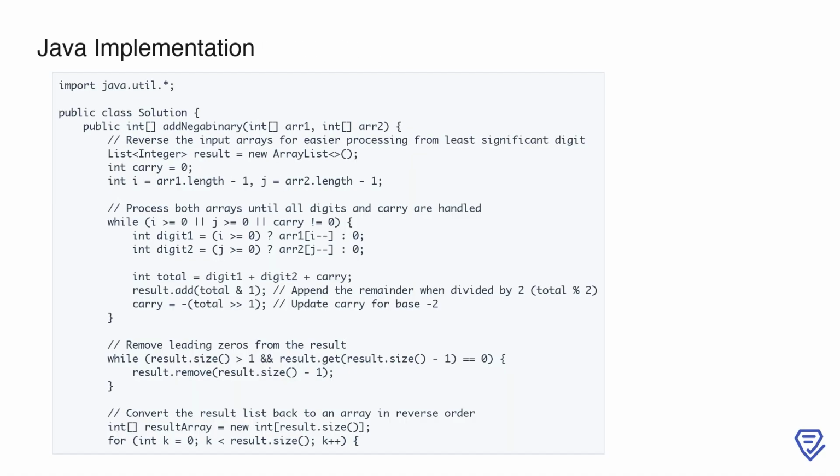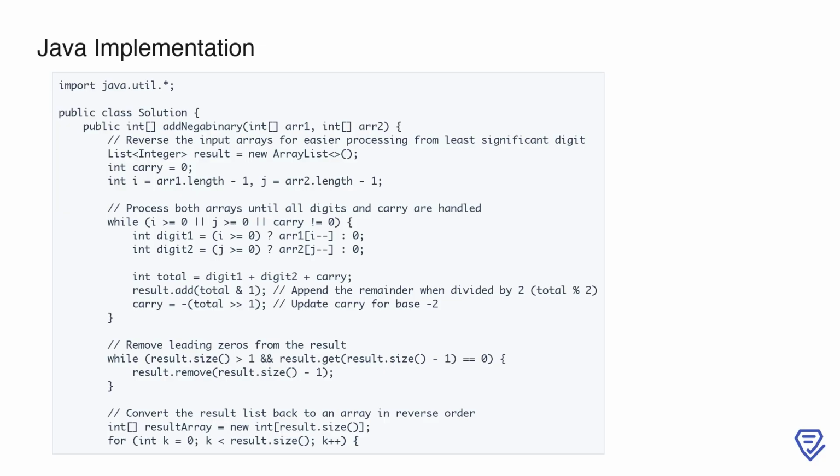Here, we start implementing the solution in Java by defining the class and the method addNegabinary. First, we reverse the input arrays ARR1 and ARR2 to process the digits starting from the least significant position, which simplifies the addition logic. We initialize a list called result to collect the digits of the final sum, and a variable carry to handle any overflow during addition. We also set up two pointers, i and j, to iterate through the arrays from their last indices. In the while loop, we process the digits of both arrays and the carry until all of them are accounted for.